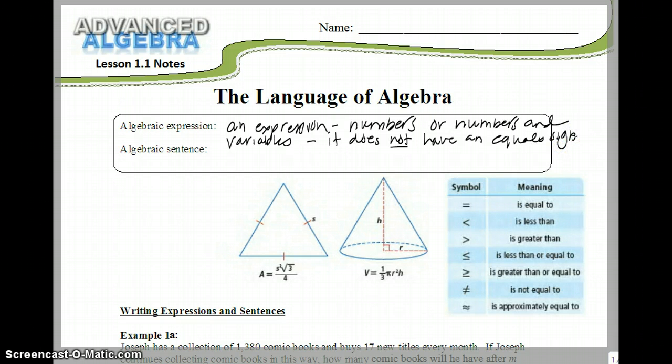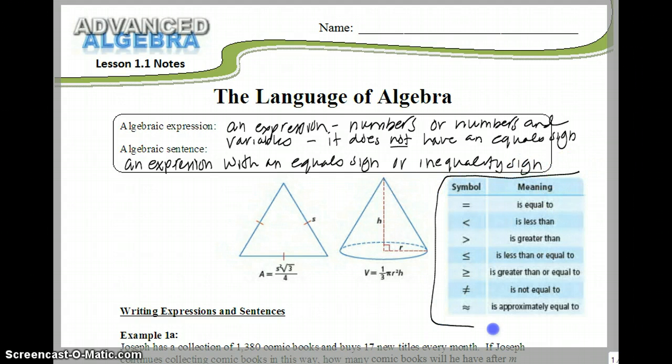And an algebraic sentence is an expression with an equal sign or an equality sign. If you look at this blue box right here, these are any of the signs that could be in an algebraic sentence, and that is your big clue. If you see any of these in an expression, then it makes it a sentence.